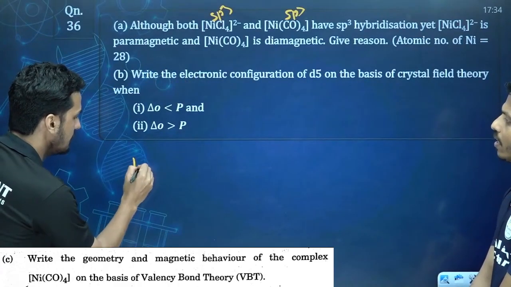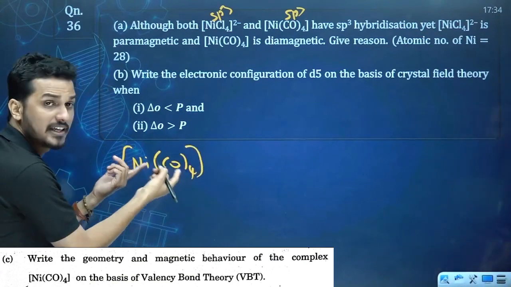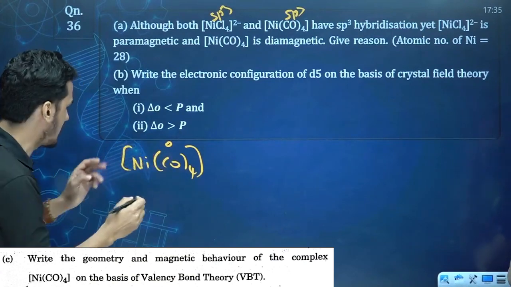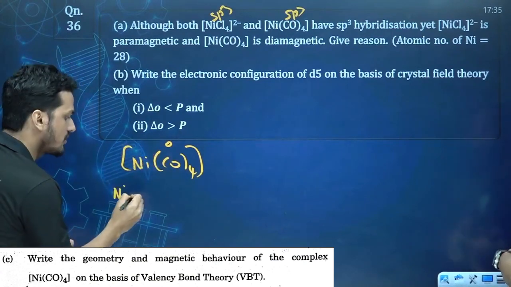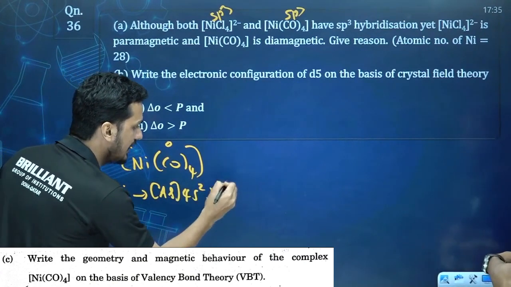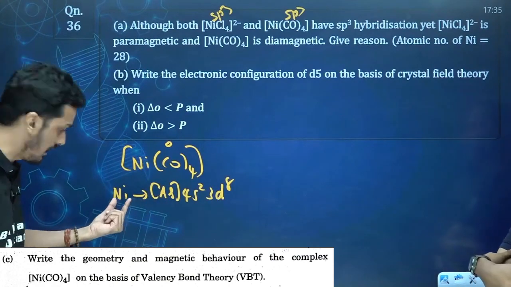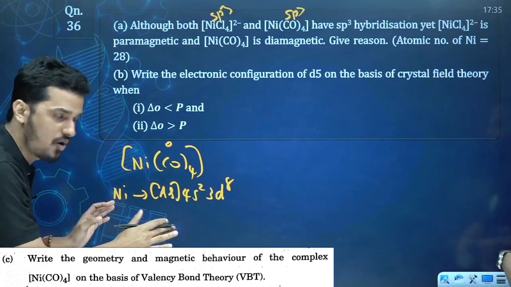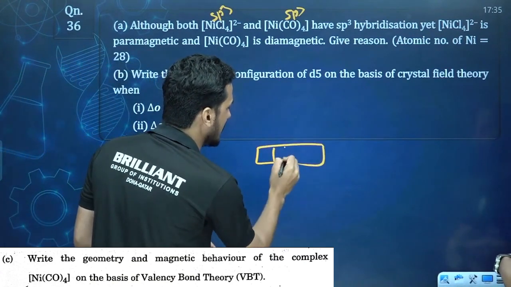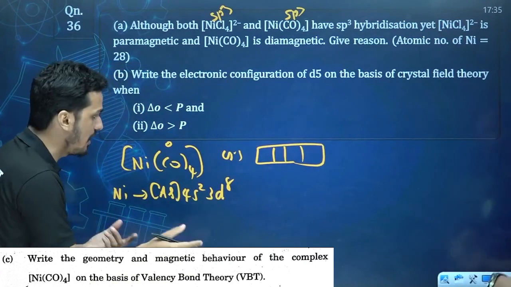They are asking about Ni(CO)4. In the case of carbonyl, the charge is 0, so nickel is in the 0 oxidation state only. Argon 4s2 3d8. So in the ground state and excited state, both are like this only. Nickel oxidation state is 0 only. So directly we can draw the structure. 3d8 is there. There is no need of oxidation state; that only I am telling.